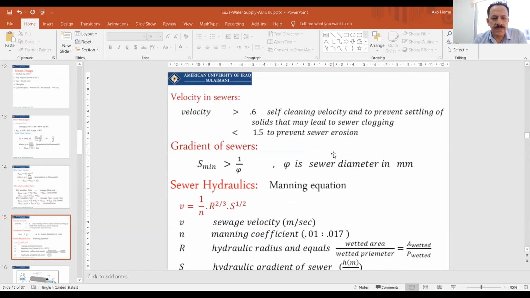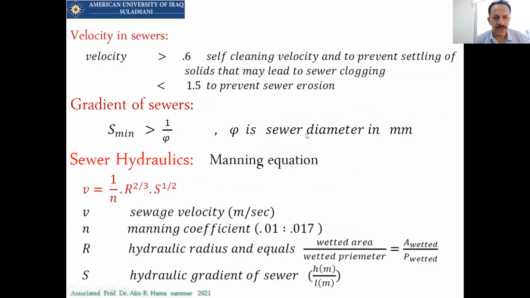And we say that the main important point is the slope. And here's the velocity of the known velocity that we have, 0.6 and 1.5. This is called self-cleaning velocity, and this is to prevent the sewer erosion. And mainly, if the slope of the sewer is not given to you, it will be 1 over d, and d here will be in millimeters.